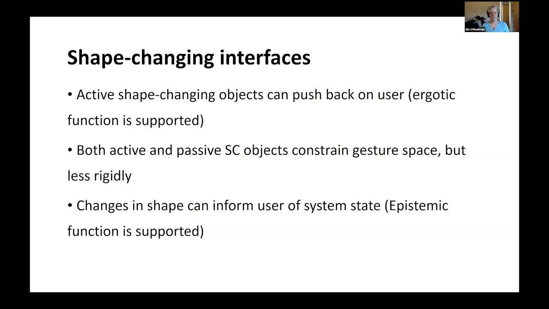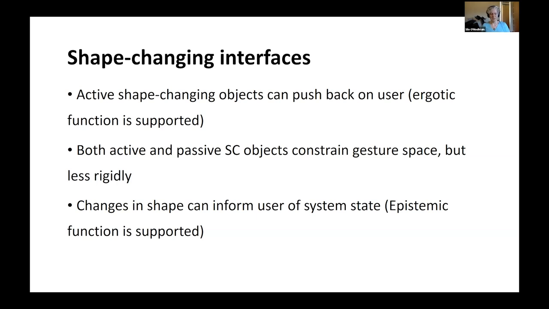So then just to formalize this again, the active shape changing interface can push back on the user. So you did get some restoration of an ergodic, kind of mapped ergodic function. Both active and passive objects constrain gestures as they do with the TUI. And then changes in shape can inform the user of a change in state of the underlying digital representation. And so that would be more the epistemic function.